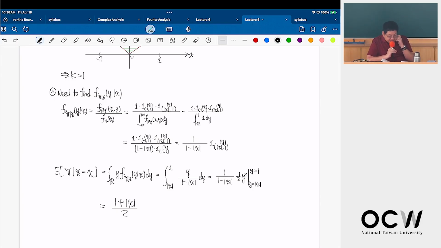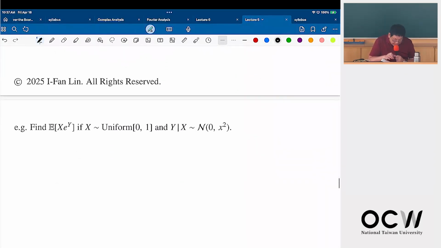Then we will see some more examples, so you will know how to find the conditional expectation. So 1, 2, 3. I think we have 3 or 4 examples here. First, I want to find this expectation. And we know that x is uniform, and I only know y given x. This random variable is Gaussian with zero mean and variance x squared.